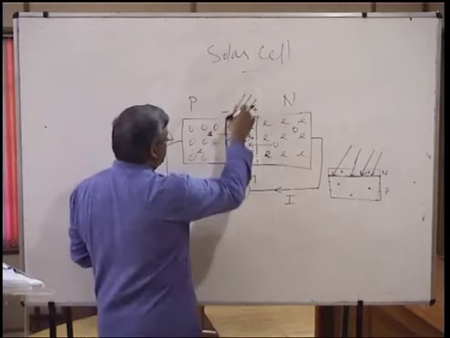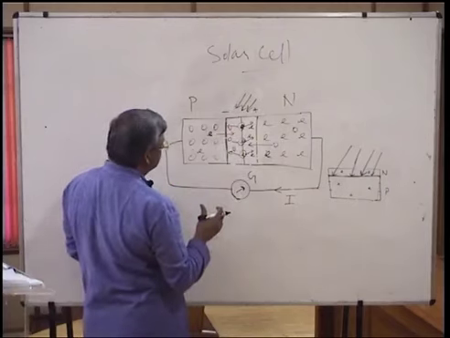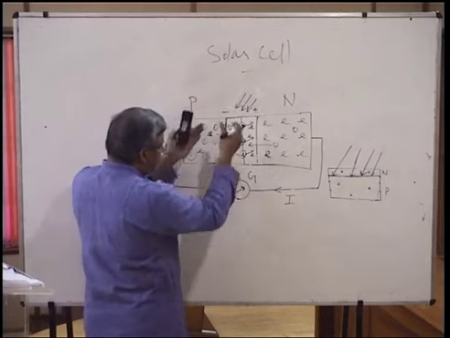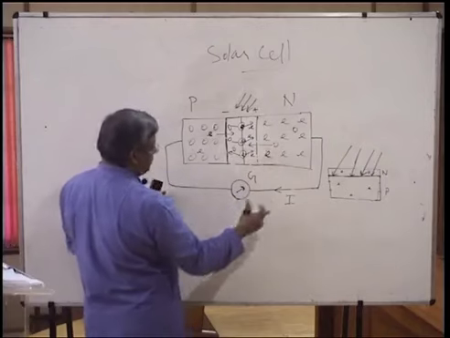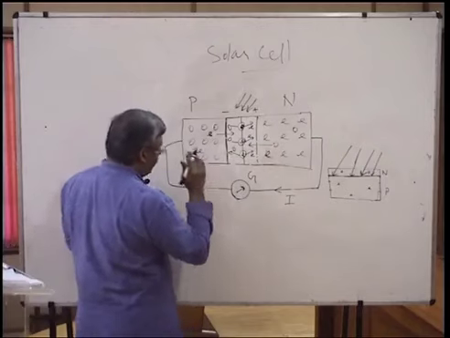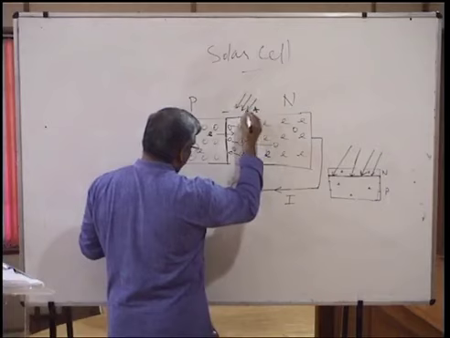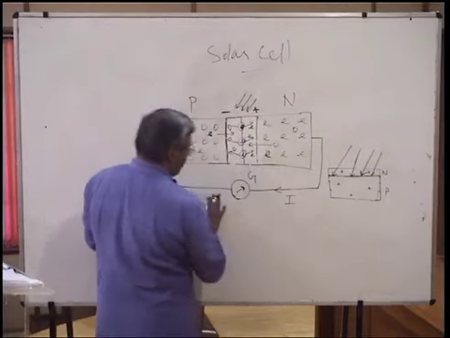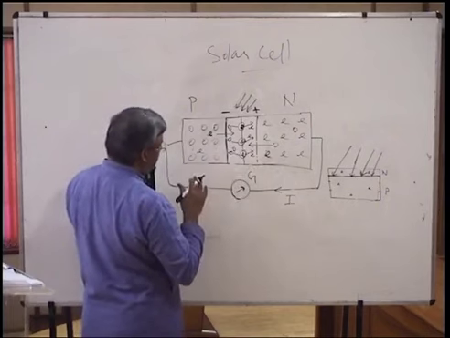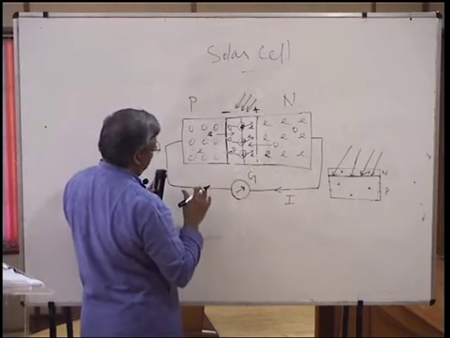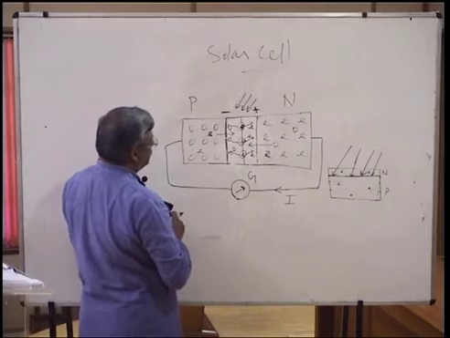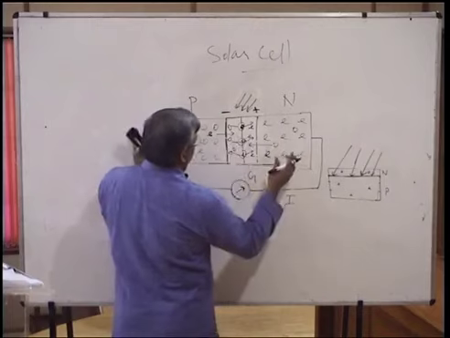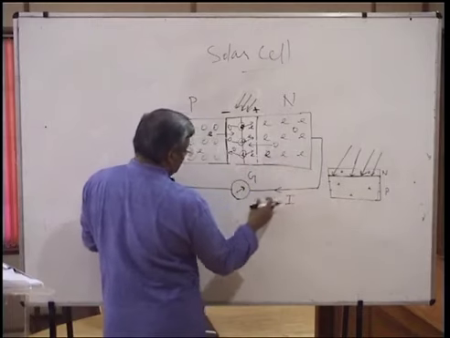Now charges are separated by these photons, but now the question is, how can it drive? You need a potential difference to drive this current. And I have told you, we have a small battery here, the internal bias. We don't give any external bias to the solar cell, but it has an internal bias, which will cause the separation of these charges and flow of these charges through this circuit.